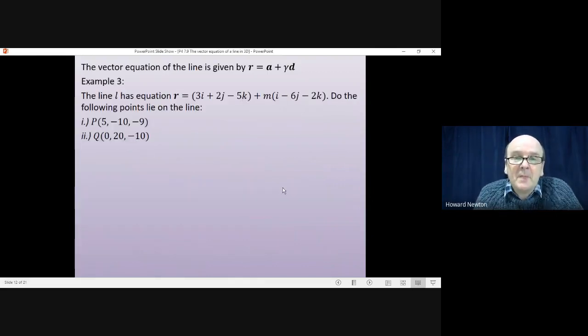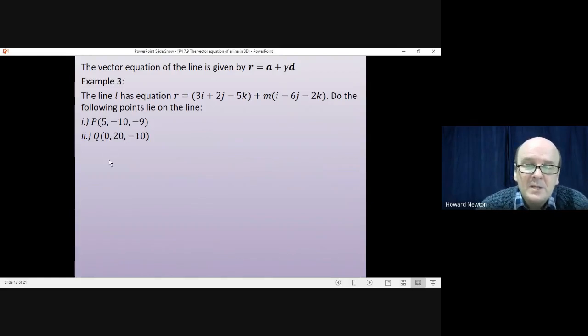Okay, example 3. The line L has equation in i, j and k notation as given here, and you'll notice they've used the letter m instead of the letter lambda. Doesn't matter what letter you use. And we're asked, do these points lie on that line? Now, the way you check that is you see if there's a value of m that will give you that point for the answer.